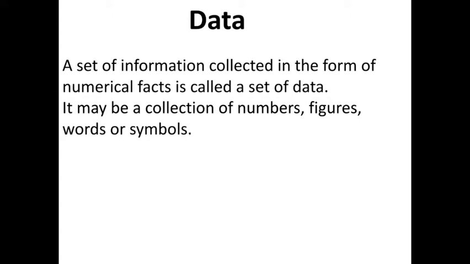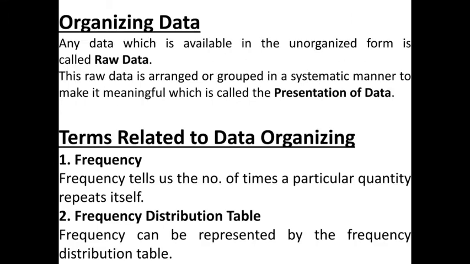Now come to organizing data. Any data which is available in an unorganized form is called raw data. This raw data is arranged or grouped in a systematic manner to make it meaningful, which is called presentation of data. The terms related to data organizing: first is frequency. What is frequency? Frequency tells us the number of times a particular quantity repeats itself.